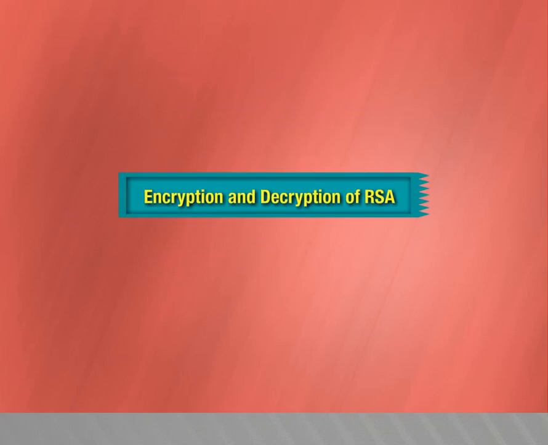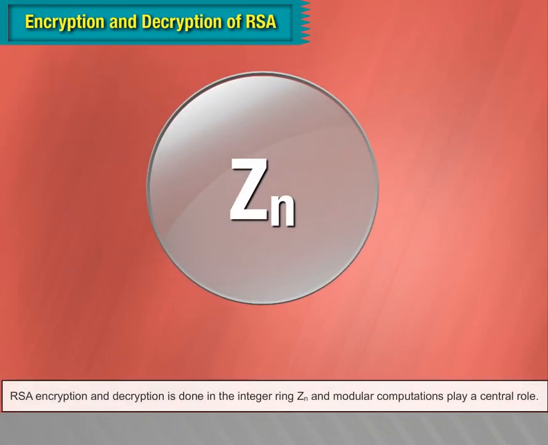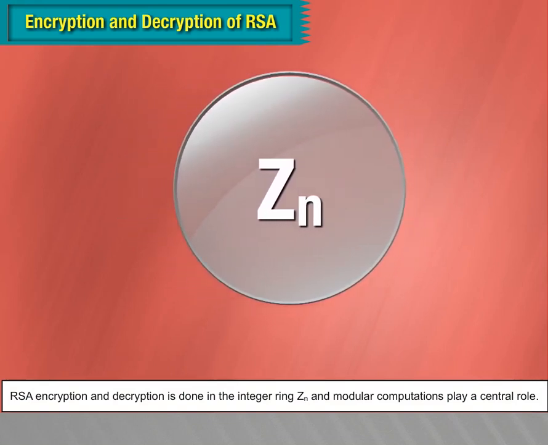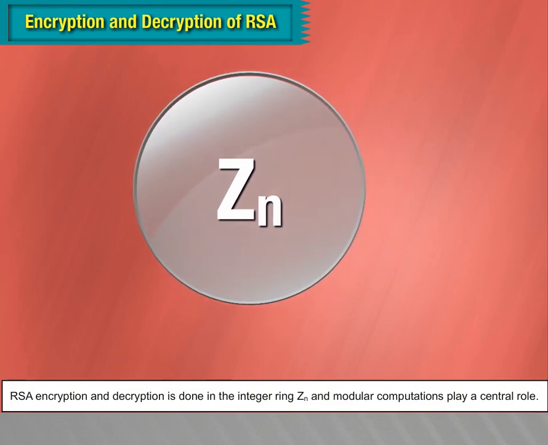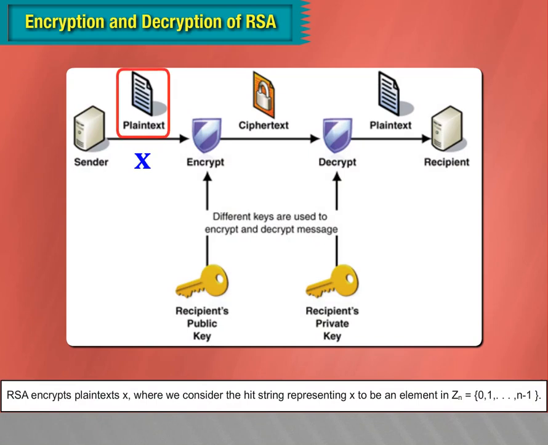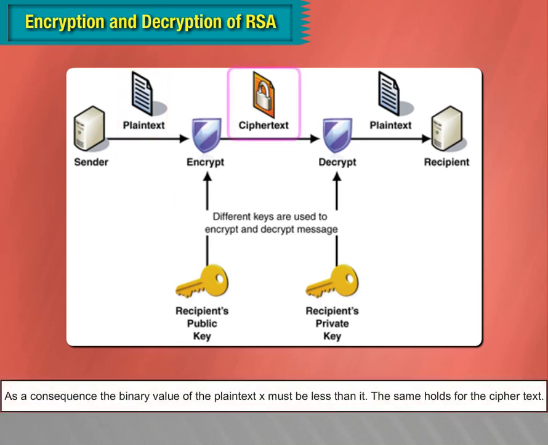Encryption and decryption of RSA. RSA encryption and decryption is done in the integer ring Zn, and modular computations play a central role. RSA encrypts plaintext x, where we consider the bit string representing x to be an element in Zn, which is equal to the set 0, 1, and so on up to n-1. As a consequence, the binary value of the plaintext x must be less than n. The same holds for the ciphertext.